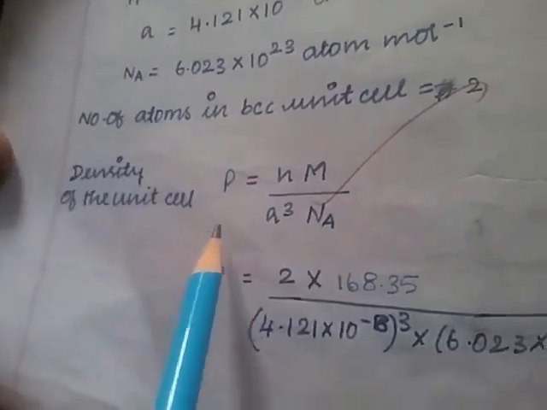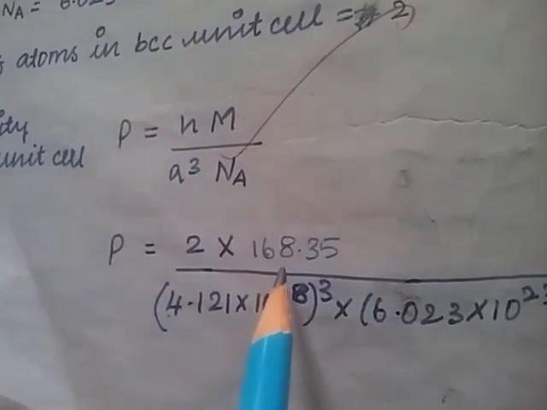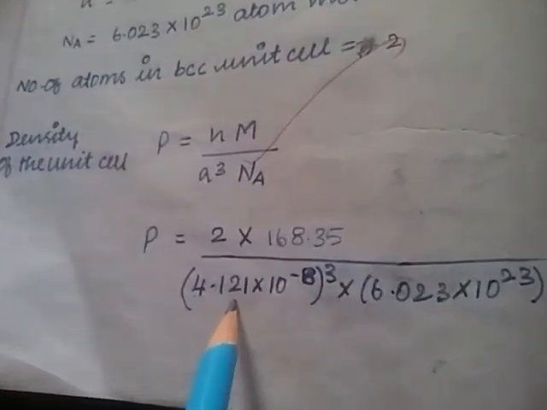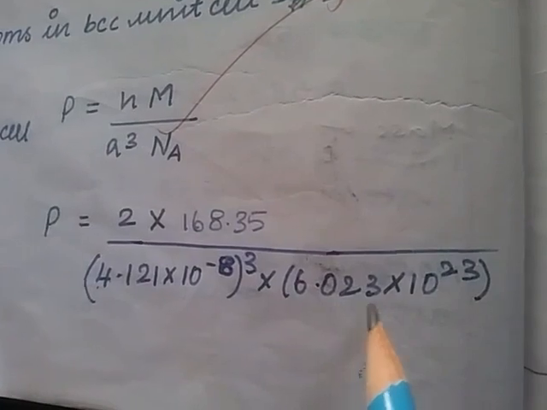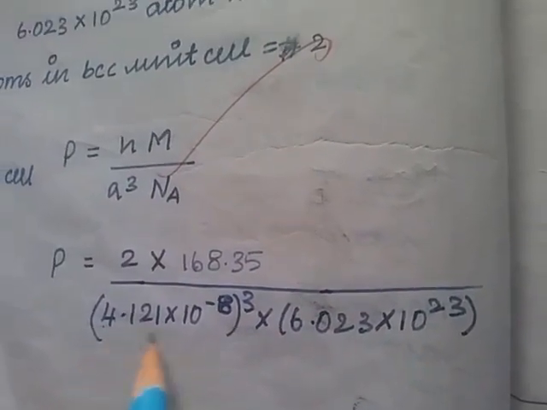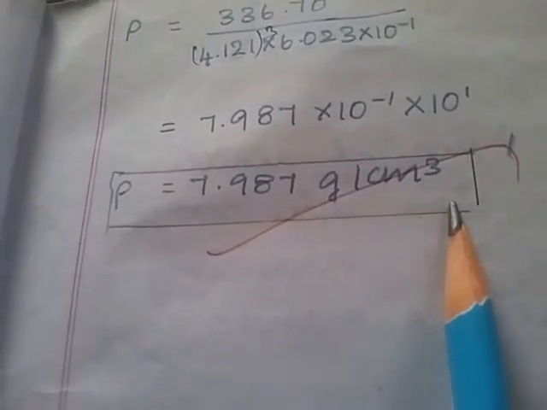Now the density of the unit cell, rho equals n M by a cube into Na. That is 2 into 168.35 divided by 4.121 into 10 power minus 8 the whole cube into 6.023 into 10 power 23, and on calculating these values you will get the answer as 7.987 gram per centimeter cube.